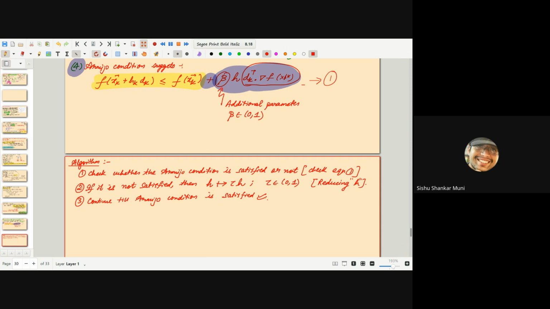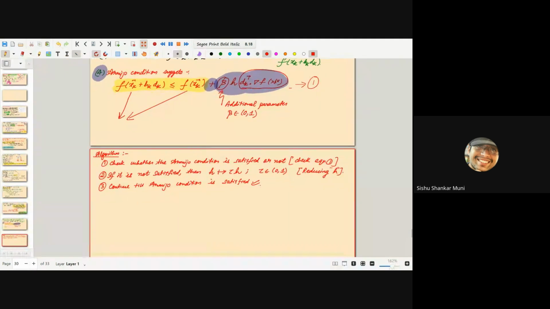Actually, I can give you an idea about the Armijo condition, why it looks like equation 1. What we are trying to do here is make the difference of this and this. So I will write here so that you can see what I am trying to do. I am trying to make the difference of f of xk plus 1 and f of xk less.